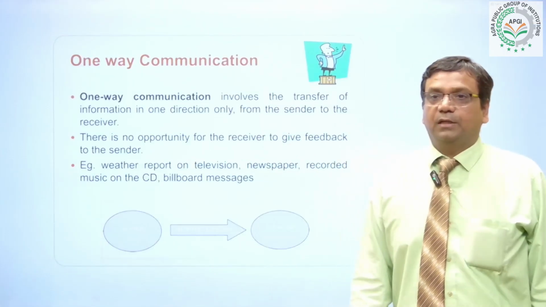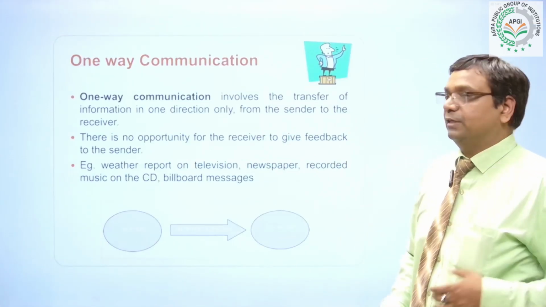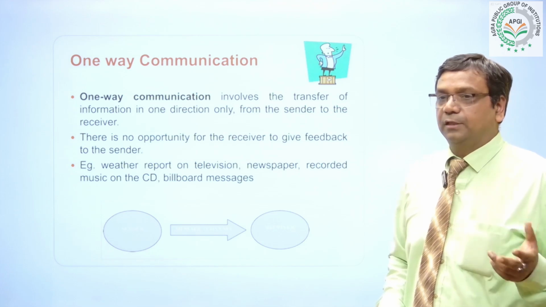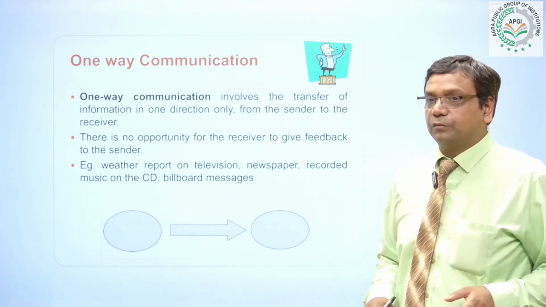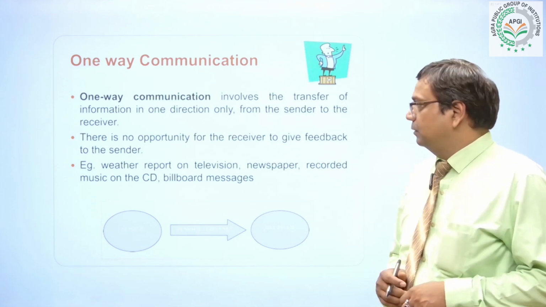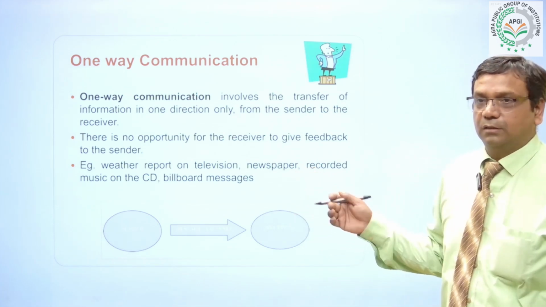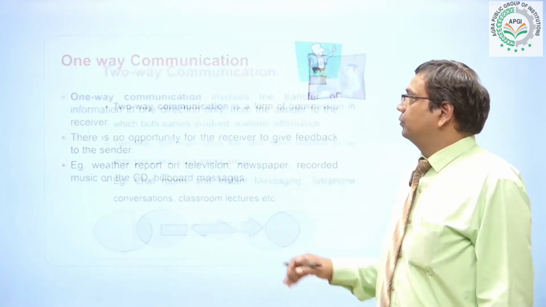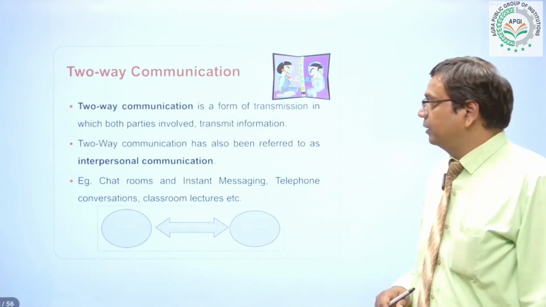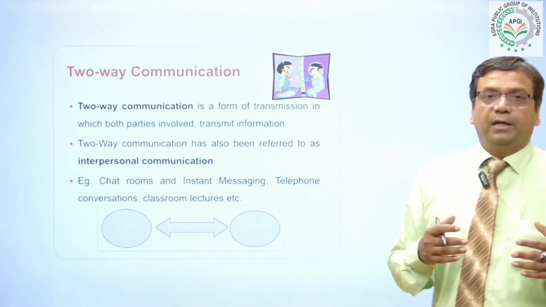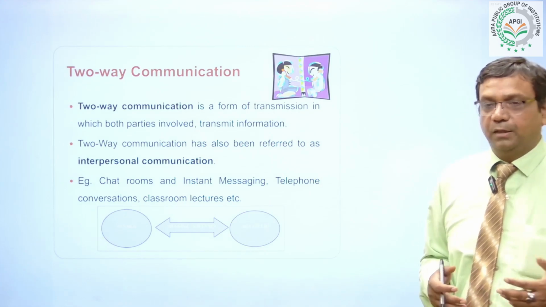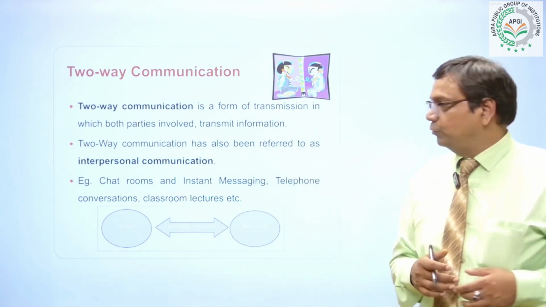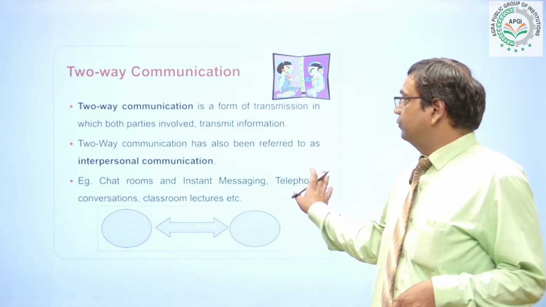One-way communication, as we have already discussed, is the transfer of information in one direction, from sender to receiver. There is no opportunity for the receiver to give feedback. For example, watching television, weather reports, and reading newspapers are one-way communication. Now the two-way communication: when the information is transferred and there is a chance of getting feedback, it is called two-way communication. So it is interpersonal communication, communication between two persons, such as classroom lectures and telephone conversations.